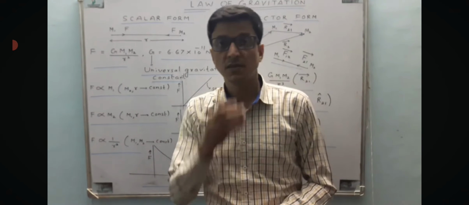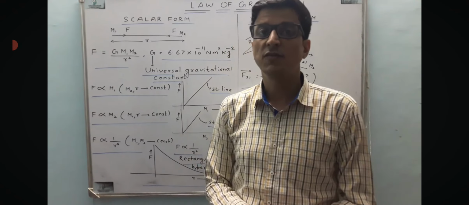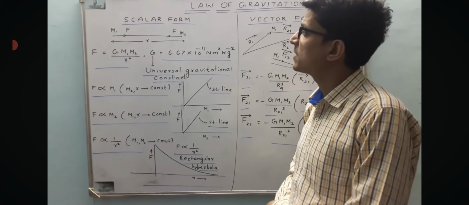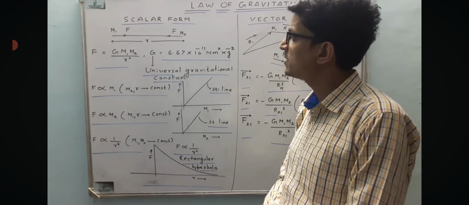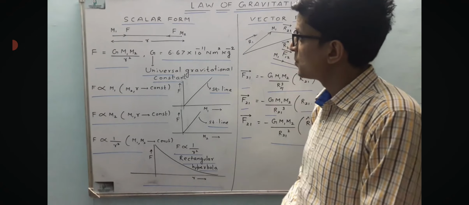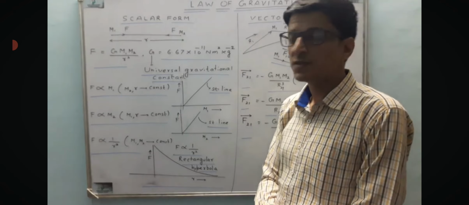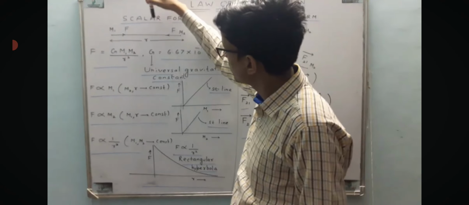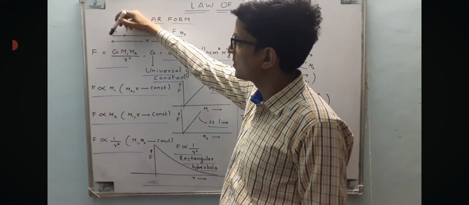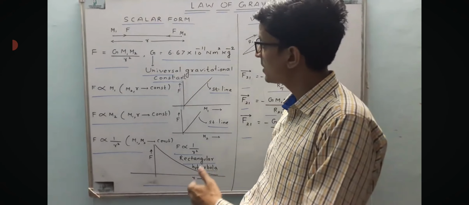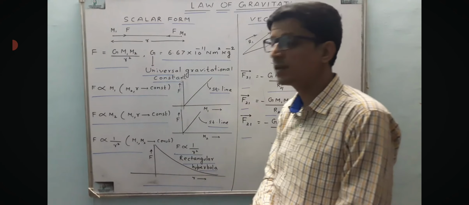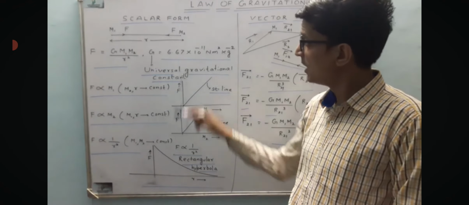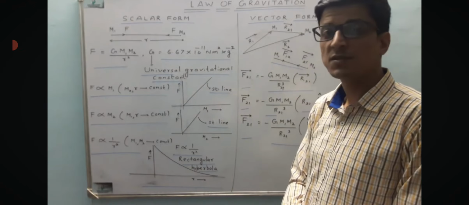So let's discuss this law of gravitation in scalar and vector form. The first thing is the scalar form. Suppose we have 2 point masses m1 and m2 and they are separated by a distance r. Gravitational forces are attractive forces. So this mass will apply a force on this mass towards it, and similarly this mass will apply a force on this mass towards it. And the magnitude of the force is G m1 m2 by r square, where G is equal to 6.67 times 10 to the power minus 11 Newton meter square per kg square, and it is called the universal gravitational constant.